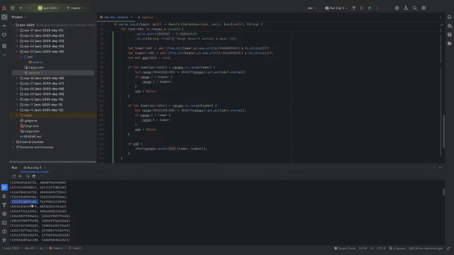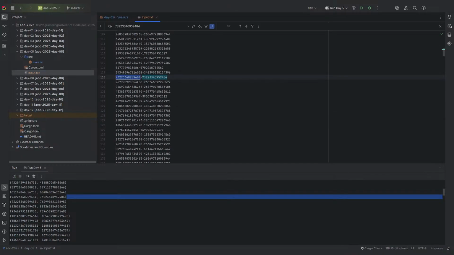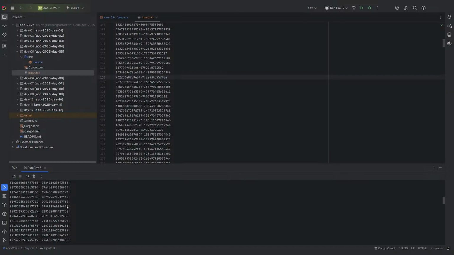I mean, it shouldn't really matter, because it won't be less than lower and it won't be greater than higher. If I just search for this number, I should be able to find it multiple times here. Yeah, the number isn't actually ever in a range, so question is, if I did this part correctly, these ranges do all seem to be non-overlapping.